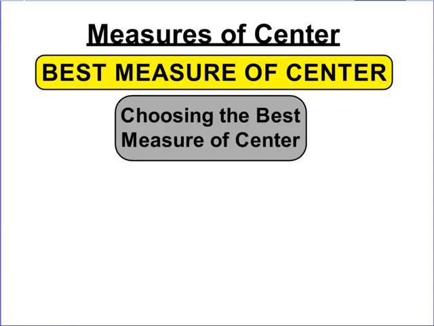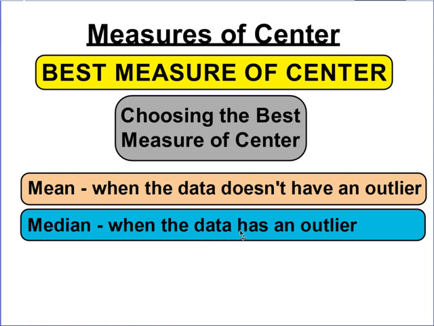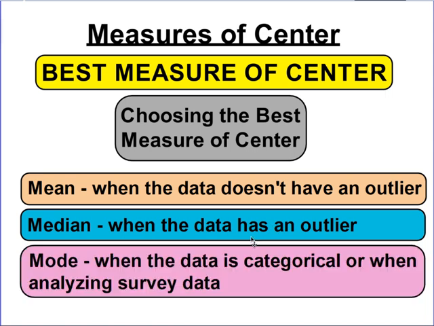So when you choose the best measure of center, you want to look for an outlier. When the data set does not have an outlier, mean is the best measure of center. When the data set has an outlier, median is the best measure of center. And when the data is categorical, like types of fish again, you're going to choose mode, because it's the one that's chosen the most often. If you're doing a survey of, like, favorite sports, the one that is chosen the most would be the mode, and that would be the best way to describe your survey results.